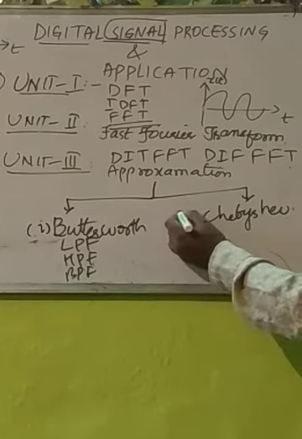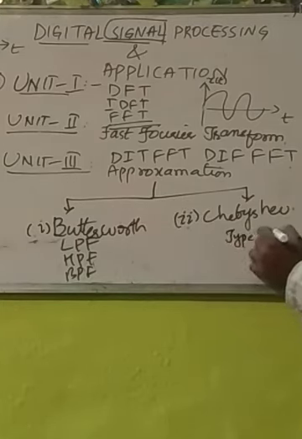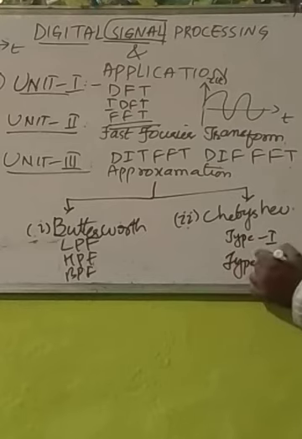The second part is Chebyshev, where we are also going to learn about Chebyshev type 1 and then Chebyshev type 2. So there are different Chebyshev filters as well. We are going to learn these using the approximation techniques of Butterworth and Chebyshev. This is the third concept we are going to learn in unit 3.